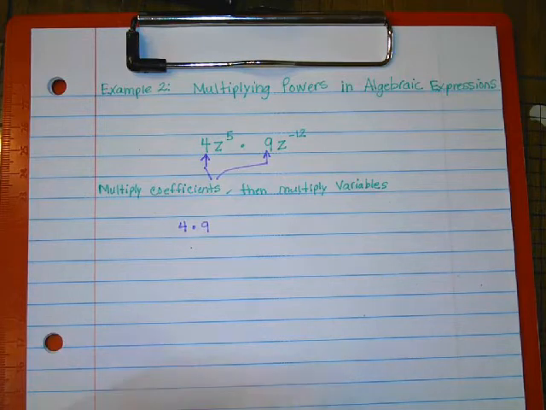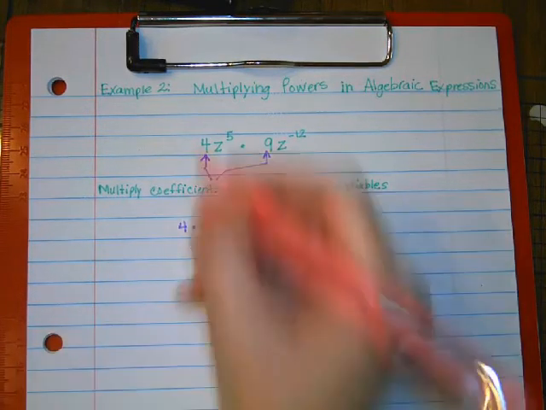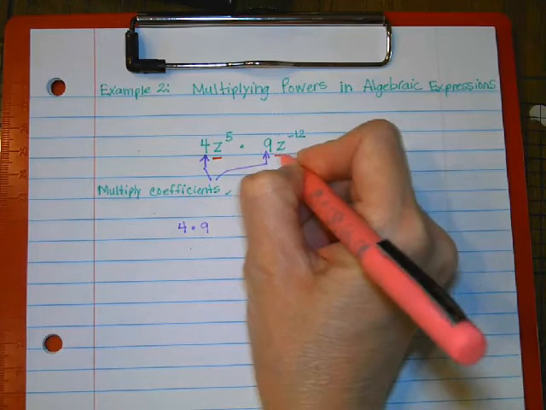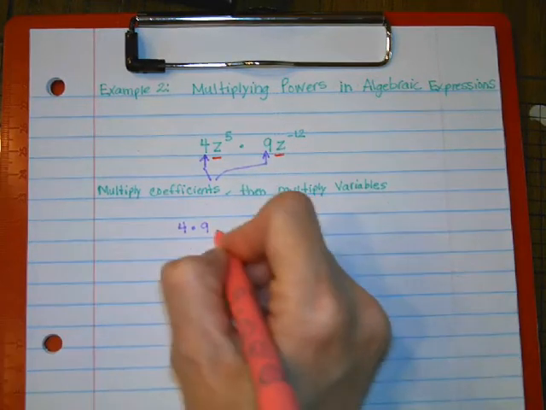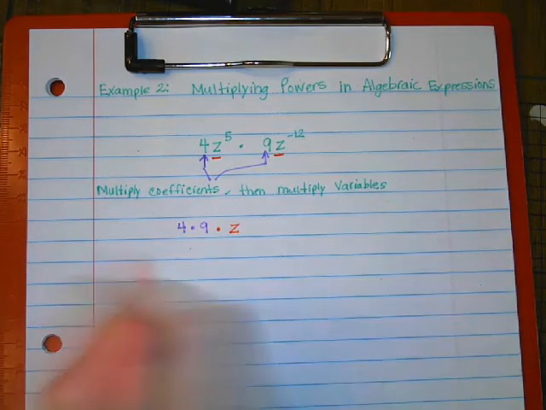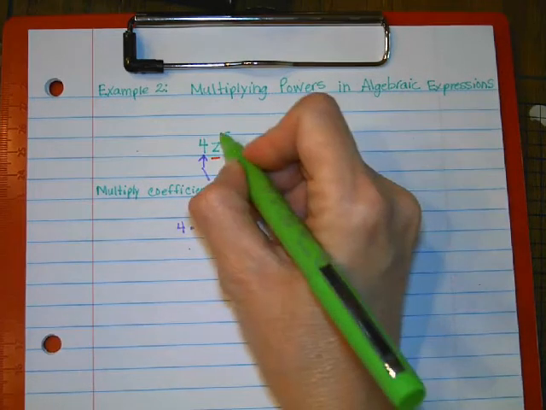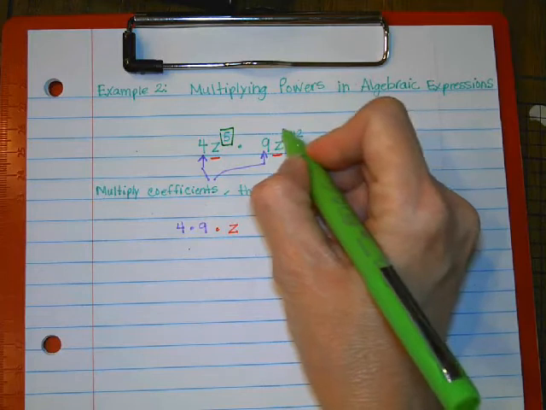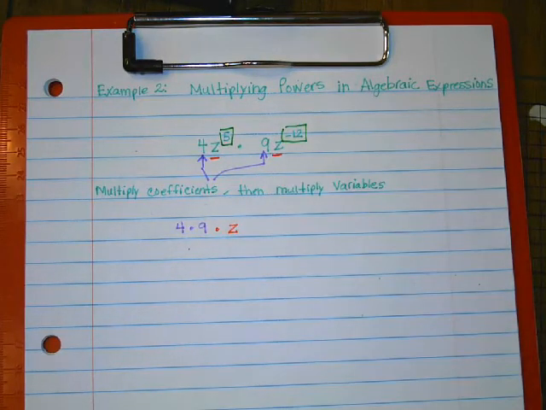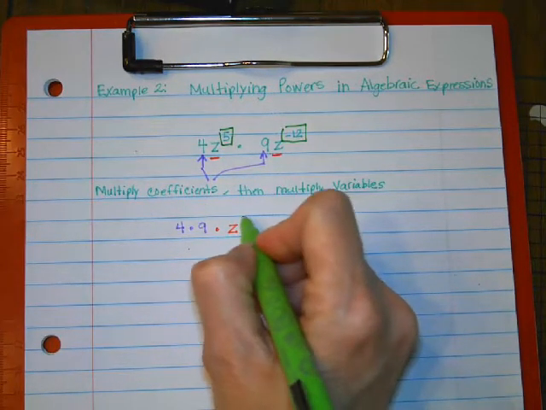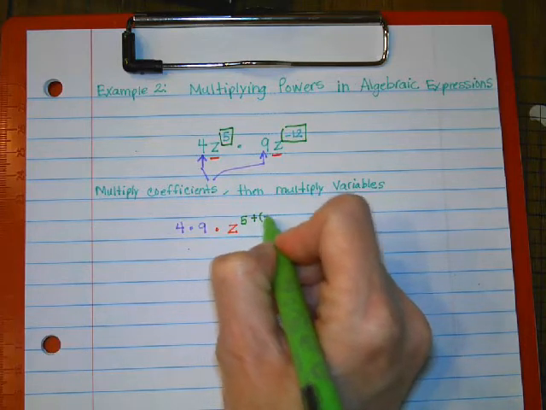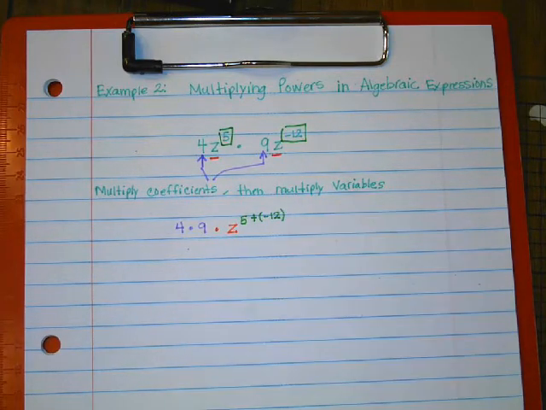Now my variables happen to have the same base of z. So I'll bring down the same base of z. They also have exponents, an exponent of 5 and an exponent of negative 12. So the rule applies: we have 5 plus negative 12. All right, so now we're going to get to our final answer.